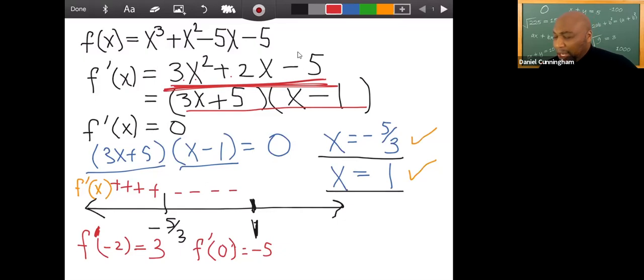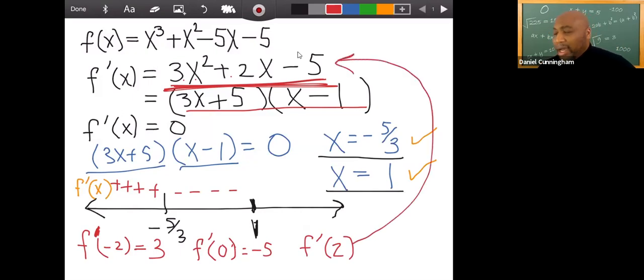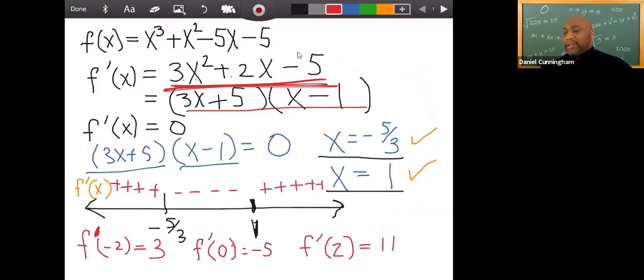Now I'm going to use another number in the third interval. It could be any number greater than 1. Let's use the number 2. So f prime, the first derivative, plugging 2 in here. I did the work for you. It's going to equal a positive 11. Again, I don't really care about the number 11, I just care whether it was positive or negative. And 11 is a positive number, so everything in this interval will be positive.